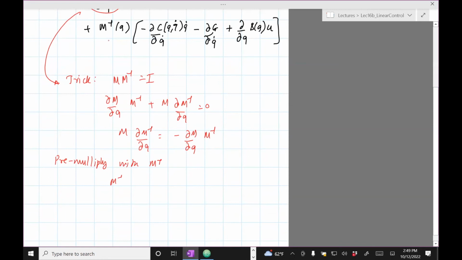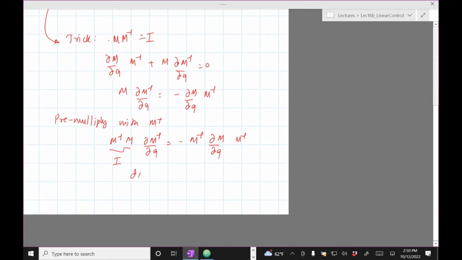So we have M inverse M dM inverse dQ equals... This is identity. And so we have computed dM inverse dQ. Okay, so what we have been able to do is replace dM inverse dQ with dM dQ, which is somewhat less computationally intensive.